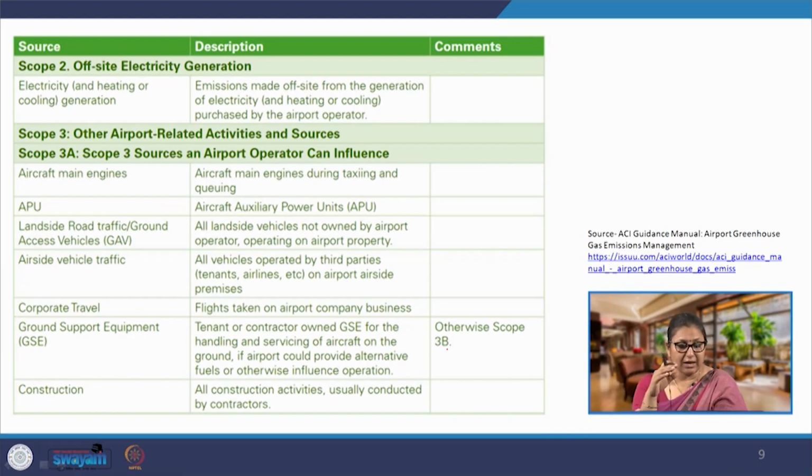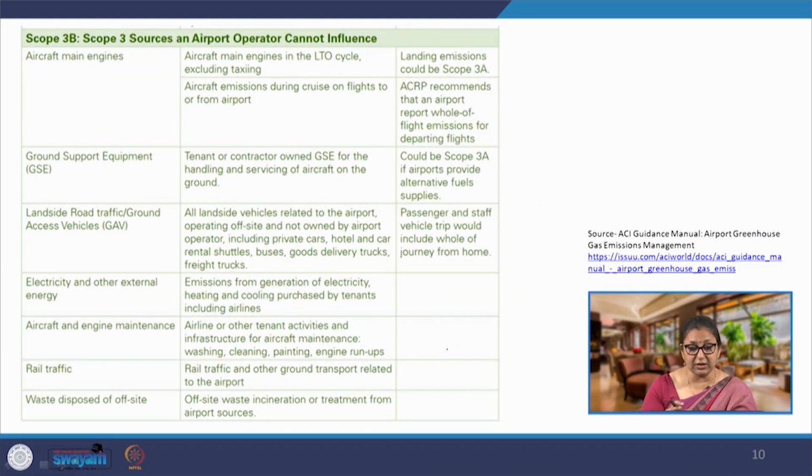And then we also have the auxiliary power units of the aircraft, and the landside vehicles that are not owned by the airport operator. All these additional items go under scope 3. The caterers, and the emissions because of the products that are purchased to be used in the airport, all that is part of scope 3. So, some we can influence and some cannot be influenced.